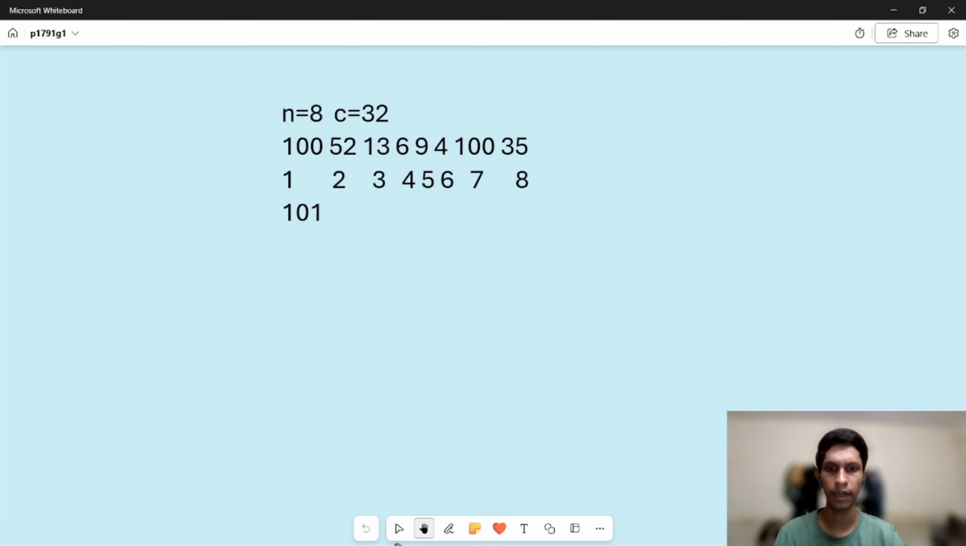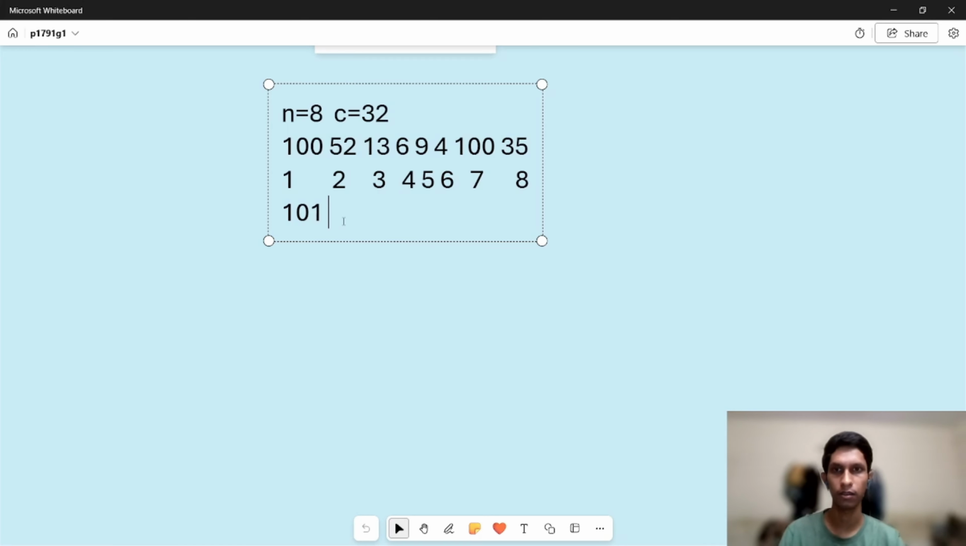So using the first door indexed at 1, it will cost us 101 coins, and the second door will cost us 52 plus 2, which will be 54 coins. The third door will cost us 16 coins. The fourth door will cost us 10 coins. After that it will cost us 9 plus 5, 14 coins. Then again it will cost us 10 coins. Then 100 plus 7, it will cost us 107 coins. And at last, which is indexed as 8, the eighth door will cost us 35 coins.